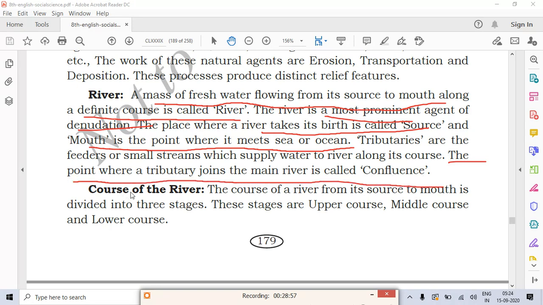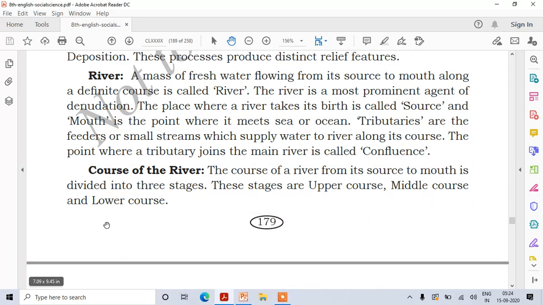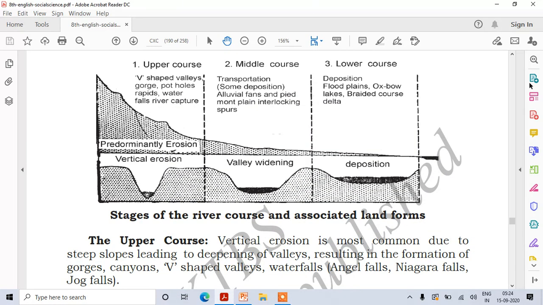Now, the course of the river. The course of a river from its source to mouth is divided into 3 stages. So, what are the 3 stages? The 3 stages are upper course, middle course and lower course. You can look at this diagram of the stages of river course and associated landforms. In the upper course: V-shaped valley, gorges, potholes, rapids, waterfall, river capture. You can see the V-shaped valley over there.